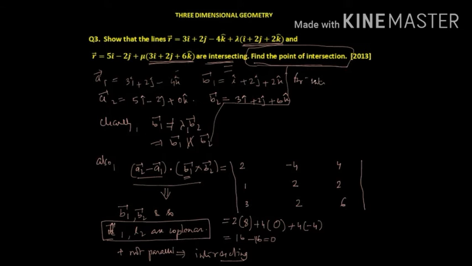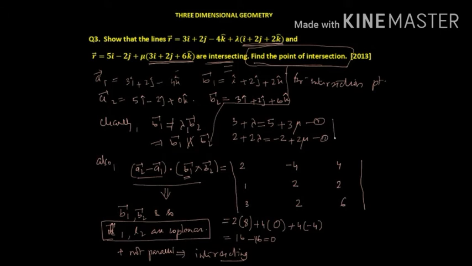For the intersection point, I'm apologizing for my handwriting. For the intersection point, what will happen? The i component of this will be equal to the i component of this. So what shall I get? 3 plus lambda 1, and that must be equal to 5, and what is the i component here? Plus 3 mu. So it is one of the equations you obtained, right? And then you compare with j. If you compare the j component, you will be getting 2 plus 2 lambda, and that will be equal to minus 2 plus 2 mu, number 2.